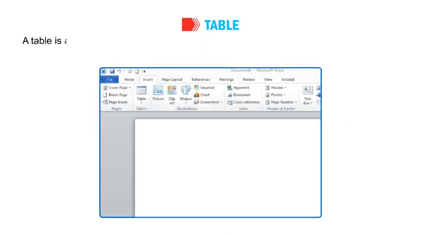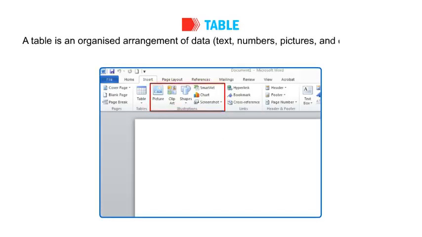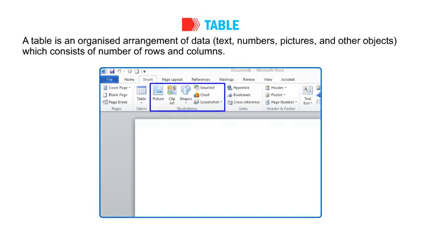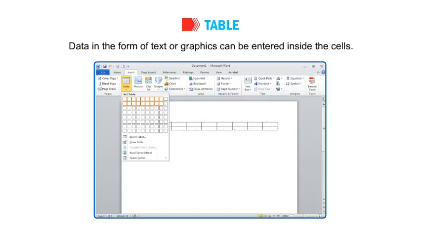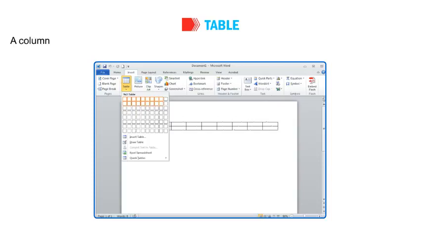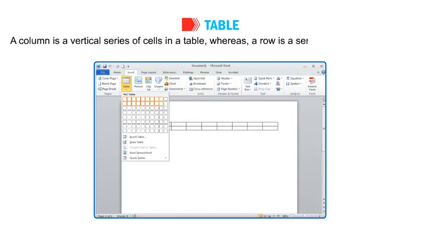A table is an organized arrangement of data, text, numbers, pictures, and other objects, which consists of a number of rows and columns. The intersection of a column and a row is called a cell. Data in the form of text or graphics can be entered inside the cells. A column is a vertical series of cells in a table, whereas a row is a series of data items placed in a horizontal line in a table.